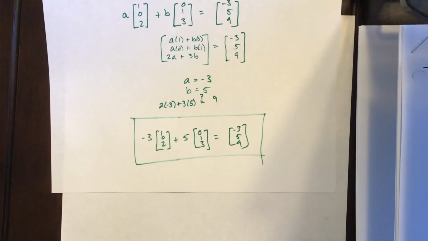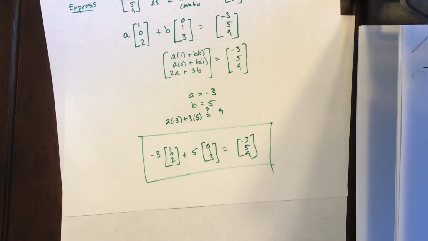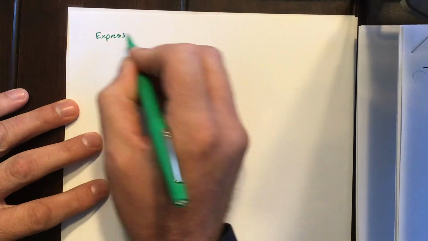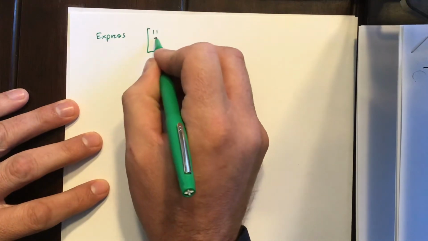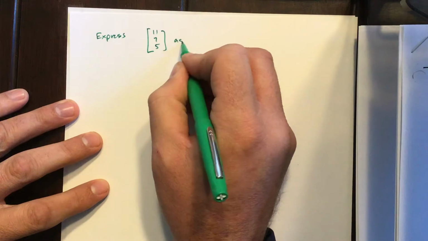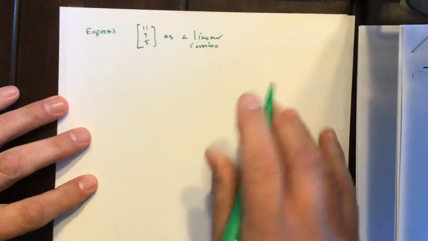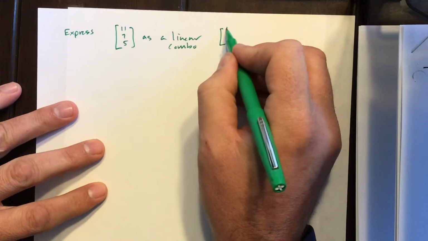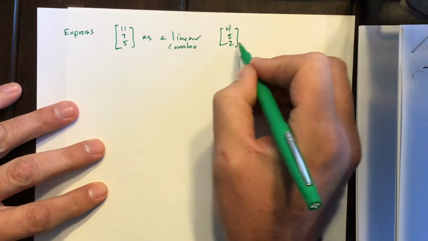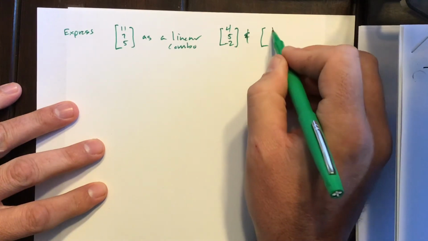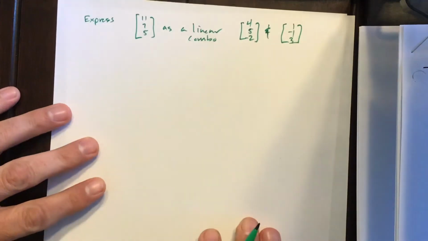Okay, let's look at one that's a little bit harder. Same setup here. Okay, express 11, 7, 5 as a linear combo of the vectors 4, 5, negative 2 and 1, negative 1, 3. Let's see what we get here.